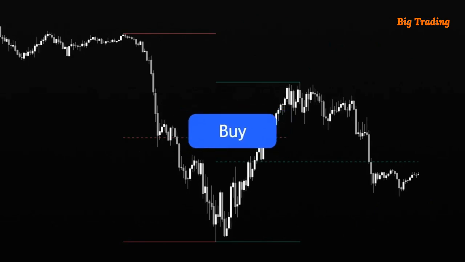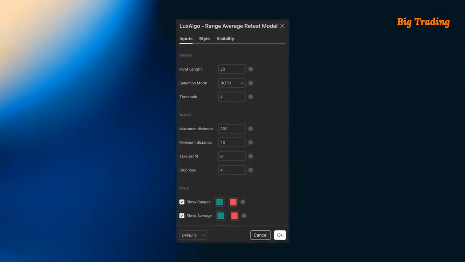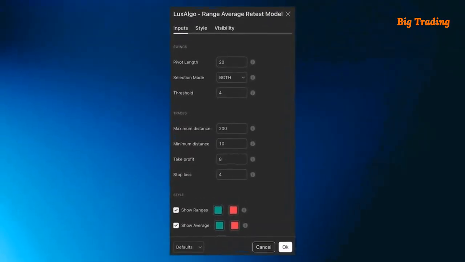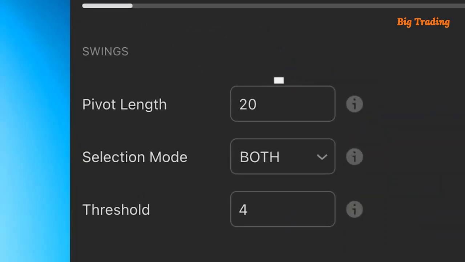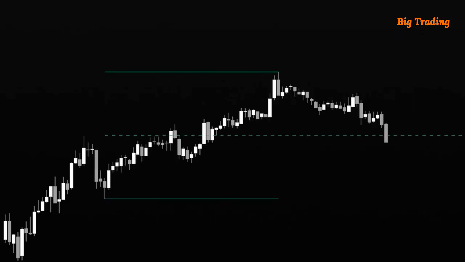If the automatically detected ranges don't match your preferences, you can easily customize them. Simply head into the settings and adjust the pivot length. Default is 20. This setting determines that a valid swing high or low must have at least 20 candles on either side that are lower for highs or higher for lows. Once a range is established, the indicator waits patiently for the price to revisit the dashed midpoint line. When it does, that's your trade trigger.